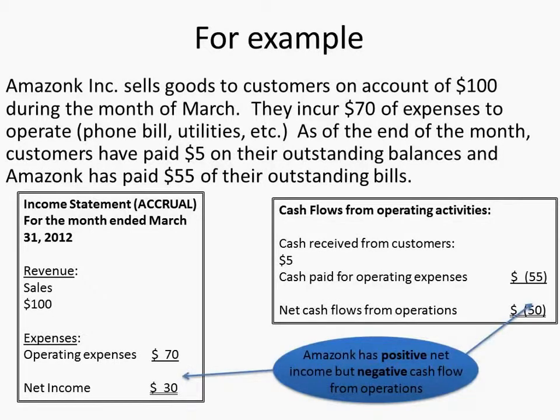Okay? So here, Amazon has positive net income, but they have negative cash flow from operations. So if you were just looking at this, what do you see? They did really well. They exceeded their expenses. In a simple world, they did well. They made more money than they spent.